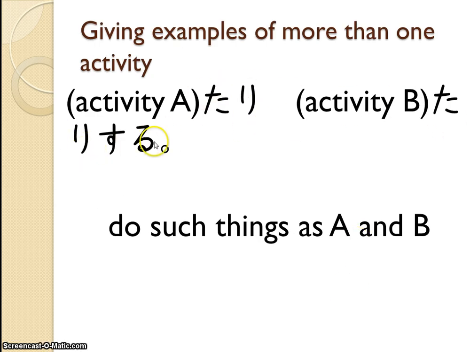Tari and then tari suru. Very simple. It just means do such things as A and B. So 私は寝たり食べたりしました.